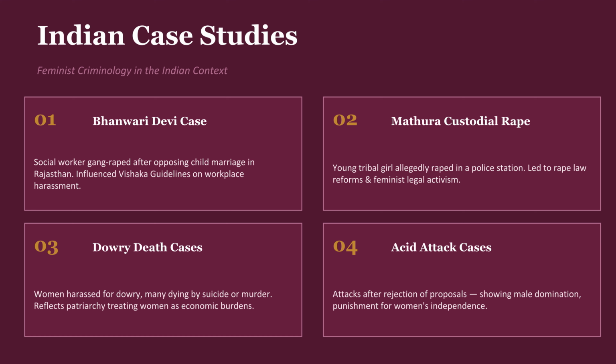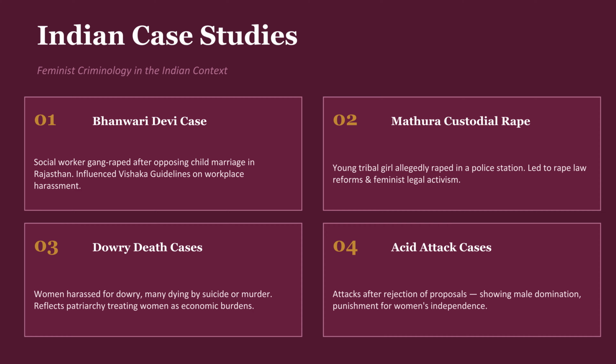Dowry-related violence is another important issue explained through feminist criminology. Thousands of women face harassment, cruelty, physical abuse, and even death because of dowry demands. Feminist criminologists argue that such violence is not simply an individual family problem but a structural social problem connected with patriarchy and the treatment of women as economic burdens. These cases demonstrate how cultural traditions and gender inequality can contribute to violence against women.